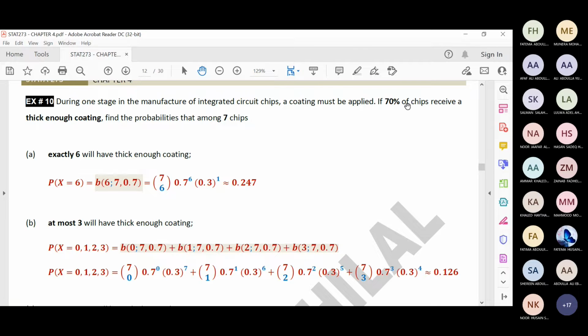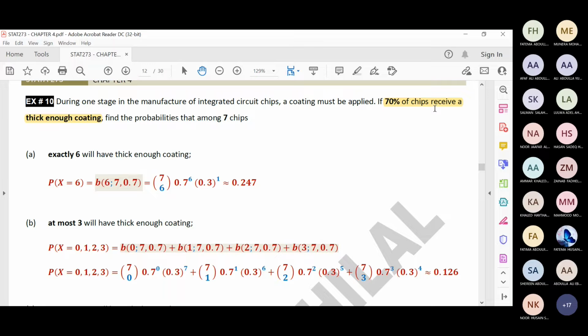If 70% of chips receive a thick enough coating: you see this percentage, see what is written after it. This statement should be the success, because the percentage should be given for the success probability. So what is written beside the percentage? 70% of chips receive thick enough coating. I have a factory that manufactures chips, and if the coating of the chip is good, I say 70% of their production has good coating. So 70% of their chips receive thick enough coating.